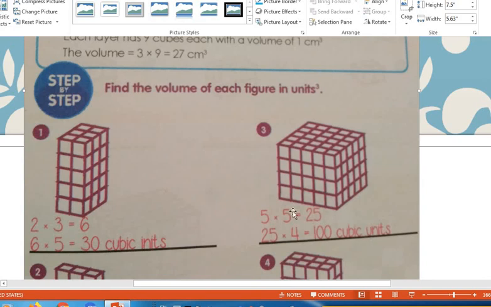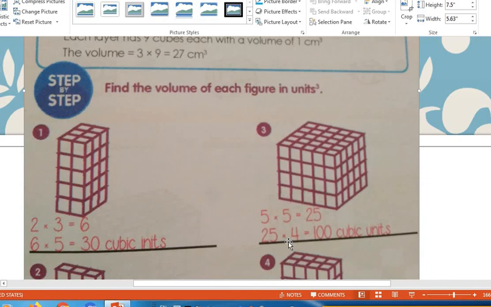Here I have 5 by 5. So I first calculate the volume of the first layer. 5 times 5, 25. And how many layers here? 1, 2, 3, 4. So 25 times 4 gives me 100 cubic centimeters.